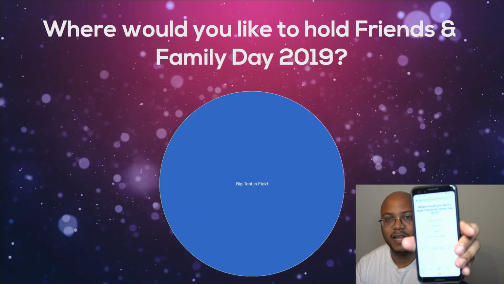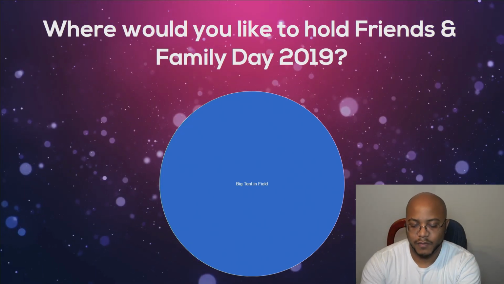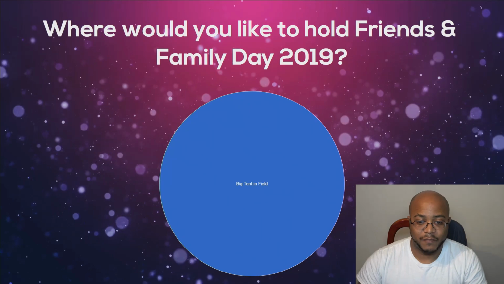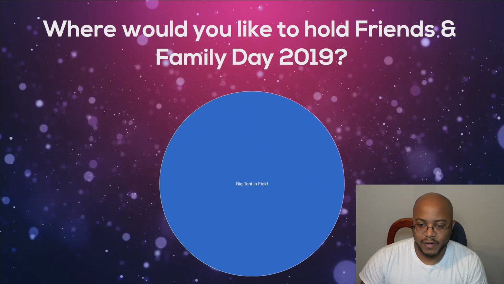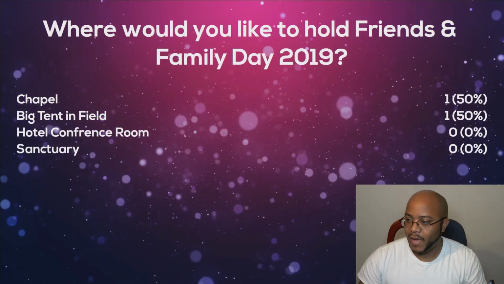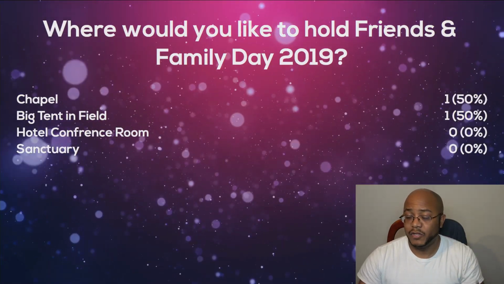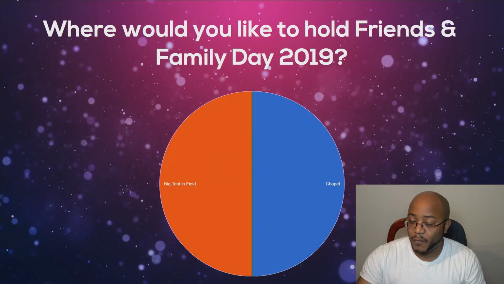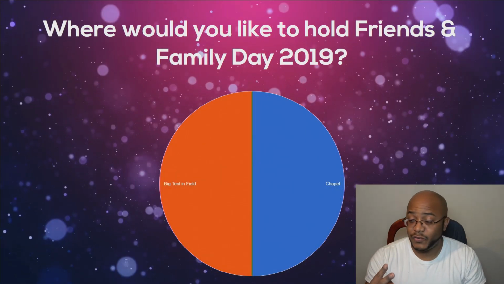All right, so I have the same features here on my phone. So I'm just going to say chapel. All right, so I've cast my vote. Now I come back in here and let's refresh the results again. And now if we go back, you can see that now we have 2 votes. So let's go back over here, and now we have 50-50 because we've only had 2 votes.